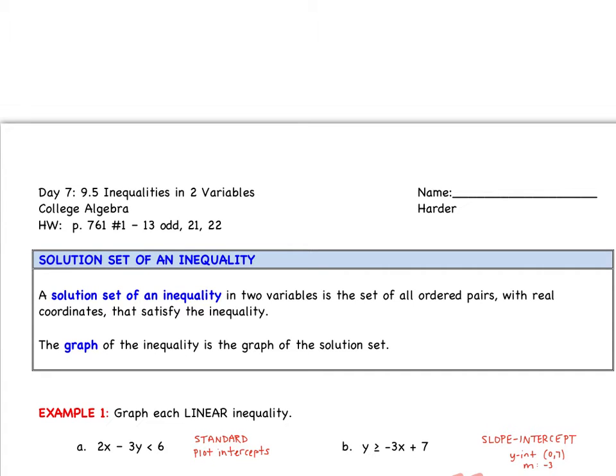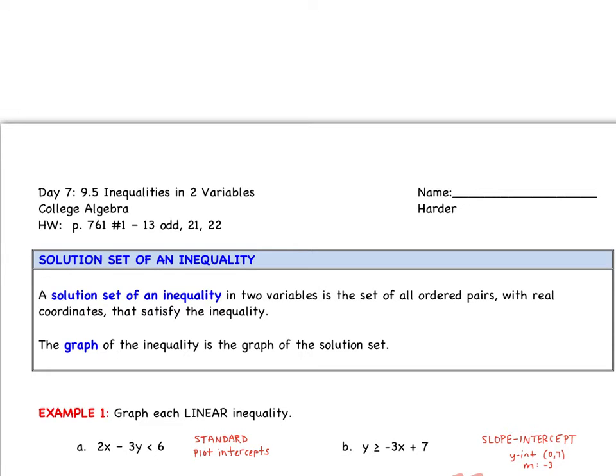Welcome to 9.5, Inequalities in Two Variables. So today we're just going to look at one inequality to graph, all right? One thing we have to remember about a solution set of an inequality in two variables is that it is the set of all ordered pairs with real coordinates that satisfy the inequality. So we're going to be thinking about shading. The graph of the inequality is the graph of the solution set.